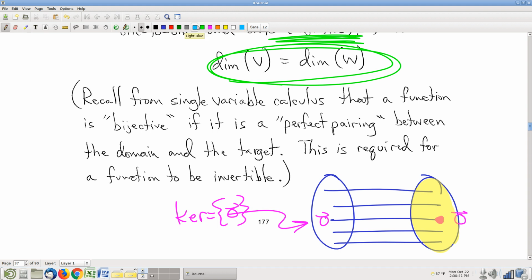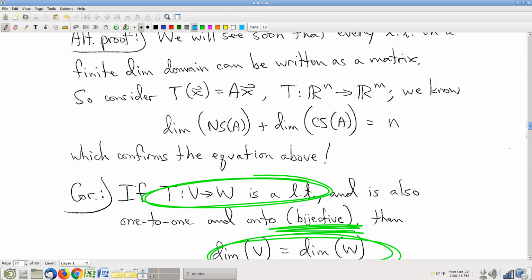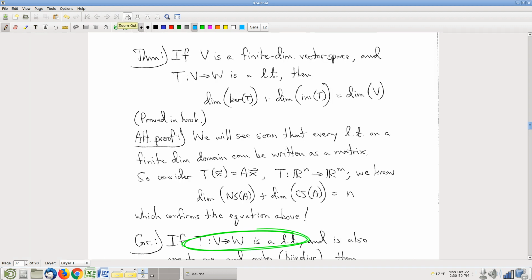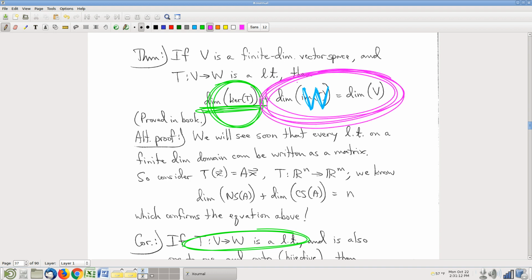We're almost done, in fact. So the image is W. So look what this theorem that we already know is true says. The kernel is just the 0 vector. The dimension of the 0 vector by itself is 0. The image is W, and therefore, as desired, the dimension of W is equal to the dimension of V, which is what we were trying to prove.